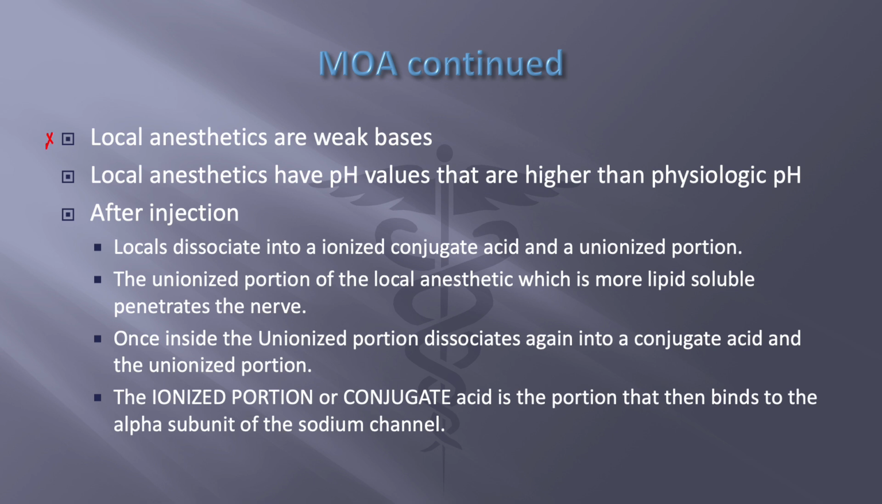So it gets a little bit more in depth here. So local anesthetics mostly are weak bases. All right. So if we think about weak bases, it's going to have an alkalotic pH, meaning that it's higher. It's a higher pH value than our physiologic pH. So after we inject a local anesthetic, okay, locals are going to dissociate into an ionized conjugate acid and an unionized portion. Okay, the unionized portion is what we're concerned about just after injection, because that is the portion of the local anesthetic which is more lipid soluble. Okay, that penetrates the nerve.